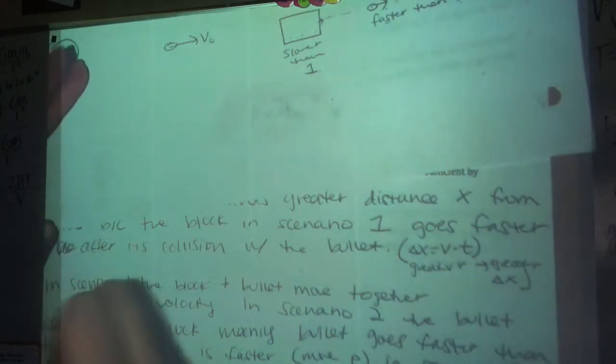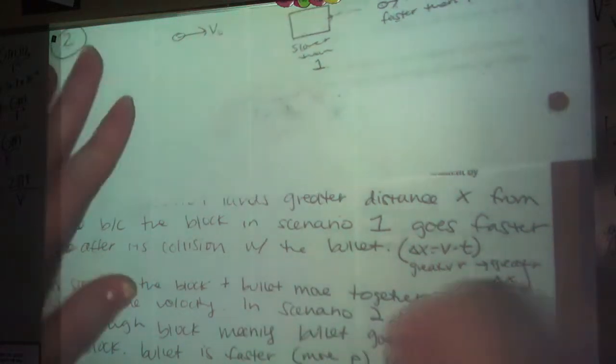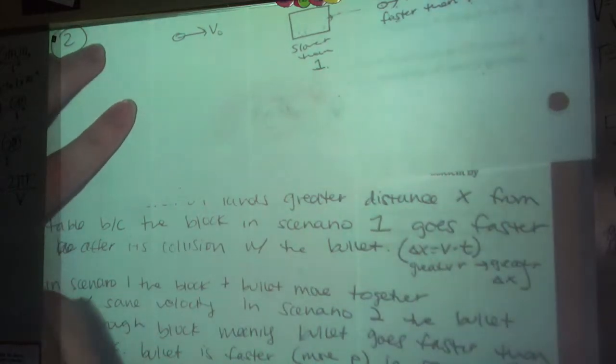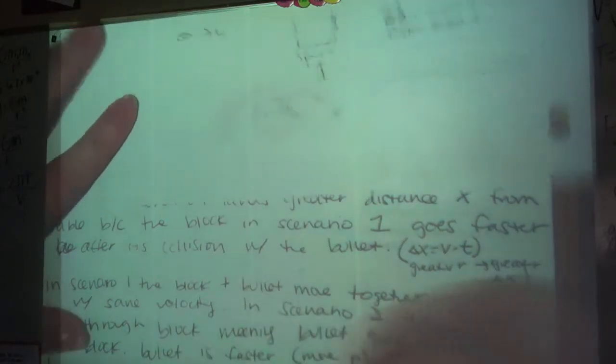So since the total momentum of the block and bullet must be conserved, the block must have less velocity, or therefore less momentum, in scenario 2 than 1.